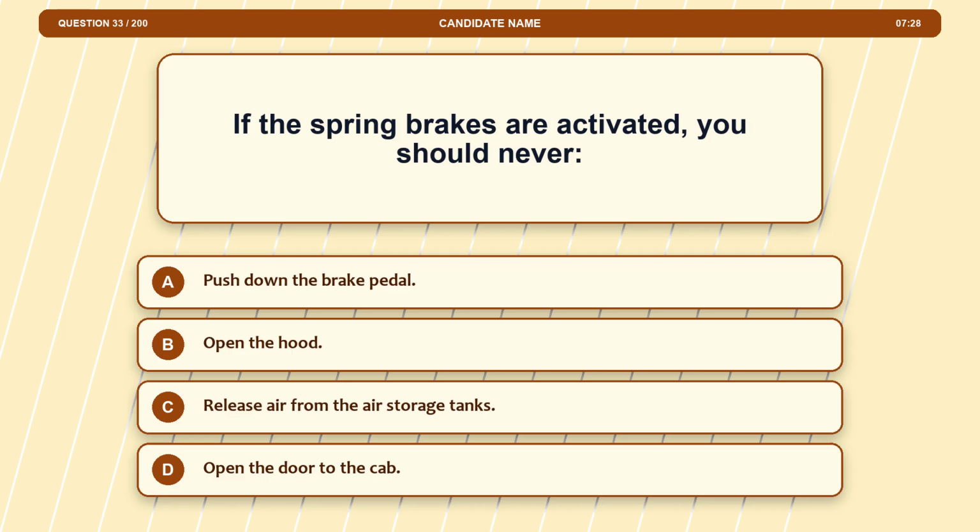Question 33. If the spring brakes are activated, you should never Option A, push down the brake pedal. Option B, open the hood. Option C, release air from the air storage tanks. Option D, open the door to the cab.